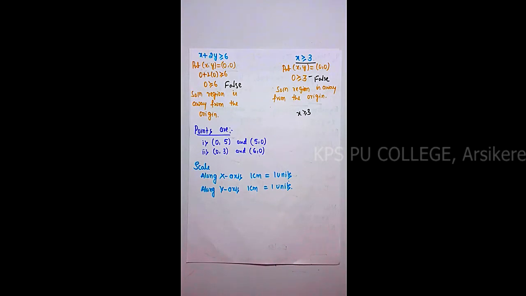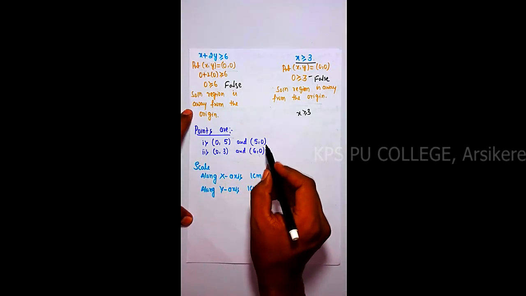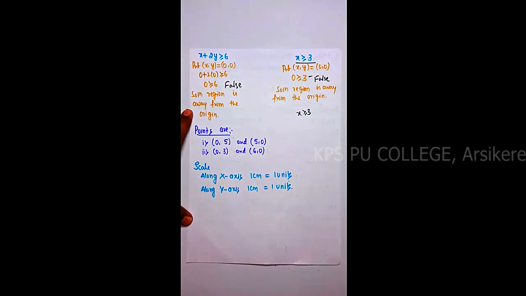Okay. Therefore, the points here are 0, 5 and 5, 0, and another pair here, 0, 3 and 6, 0.